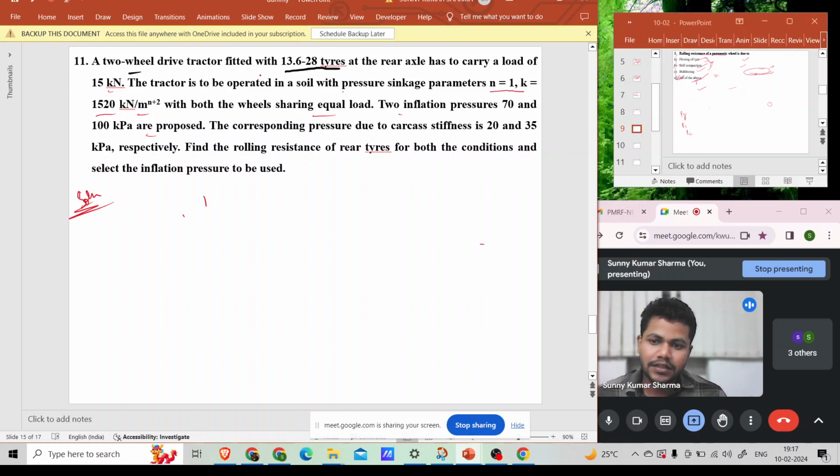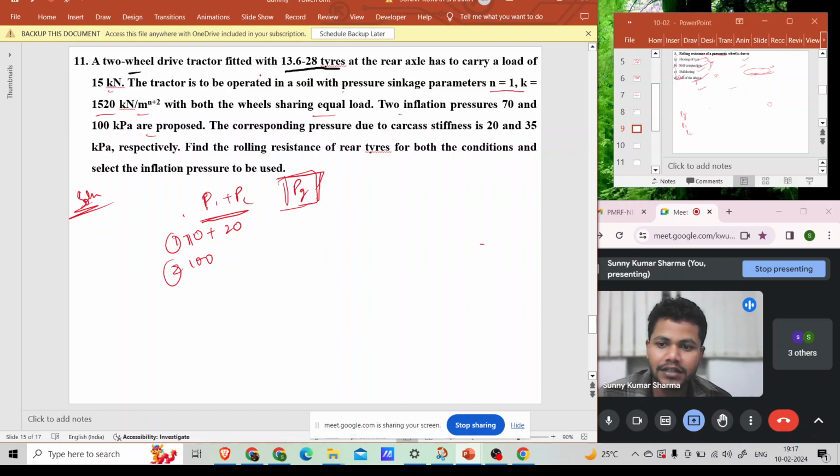You have to first check the wheel as per this: PI plus PC, and PG you will compare. PG is the ground pressure. That is the only thing you have to calculate here. Then you compare it with PI plus PC, where in the first condition 70 is the PI and 20 is the carcass pressure, and in the second condition 100 is the PI and 35 is the carcass pressure. This is 90, this is 135. You compare it with PG.